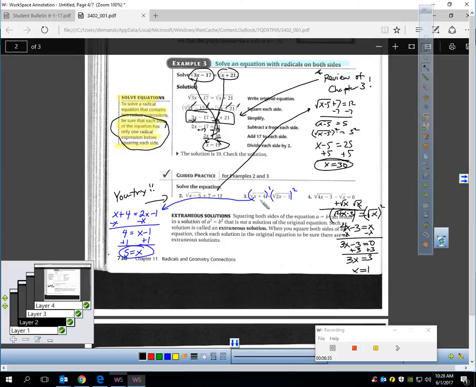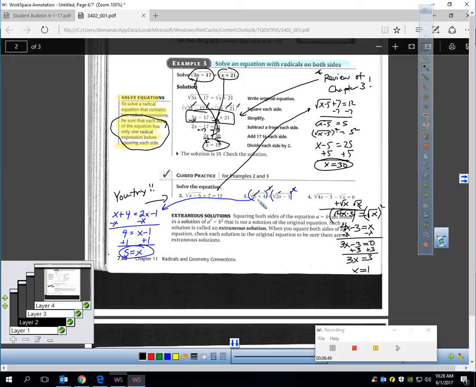Now for number 3, I have 2 radicals in the problem. They're on each side of the equal sign, so everything's good. Square each side. The square gets rid of the square roots, which gives me x plus 4 equals 2x minus 1. Okay, this is review of Chapter 3. I can't have x's on each side, so I took away x from each side to give me 4 on the left and x minus 1 on the right. And then I added 1, x equals 5.